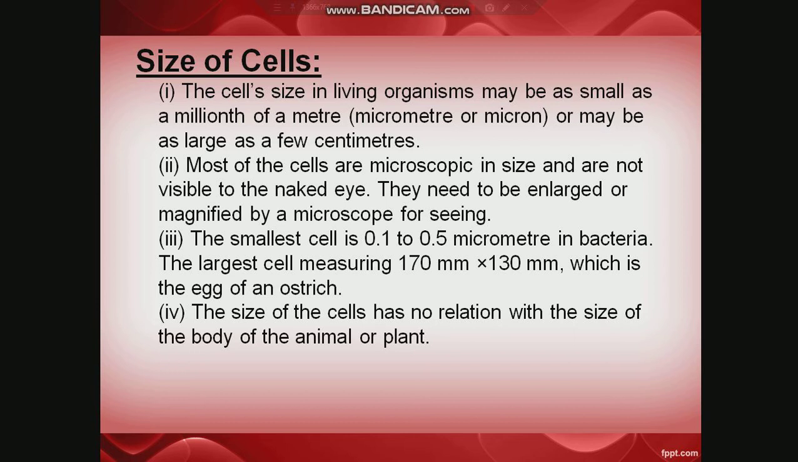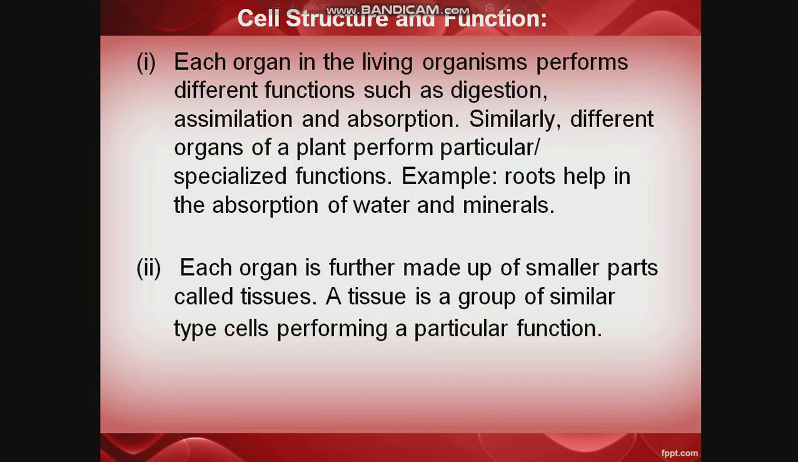They need to be enlarged or magnified by a microscope for seeing. The smallest cell is 0.1 to 0.5 micrometer in bacteria. The largest cell, measuring 170 millimeter by 130 millimeter, is the egg of an ostrich. The size of the cell has no relation with the size of the body of the animal or a plant. No matter whether it is a huge animal like an elephant or a very small shrub, the size of the cell is in no way related to the size of the organism.